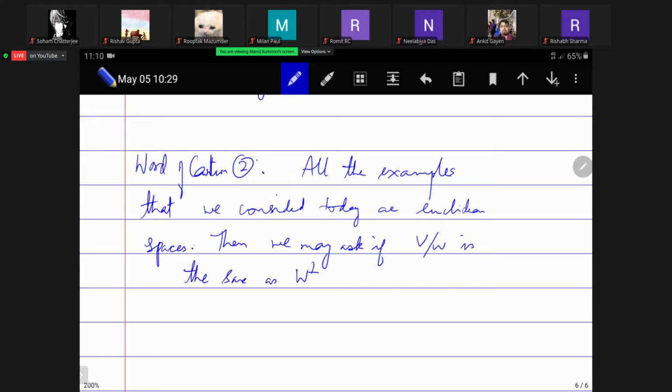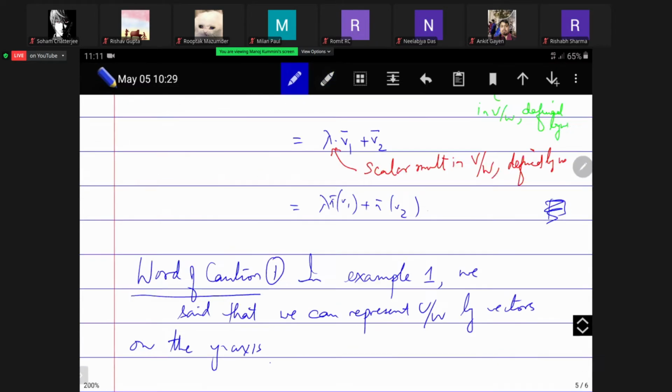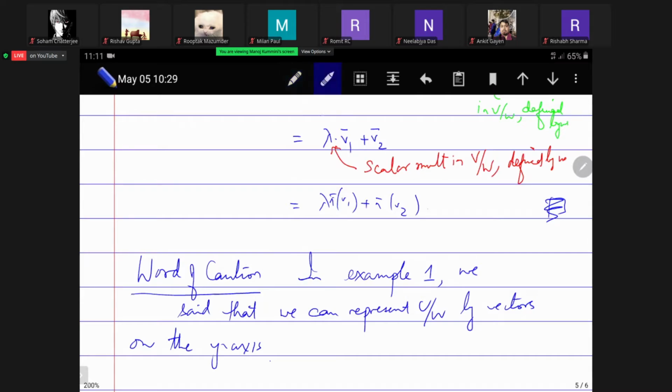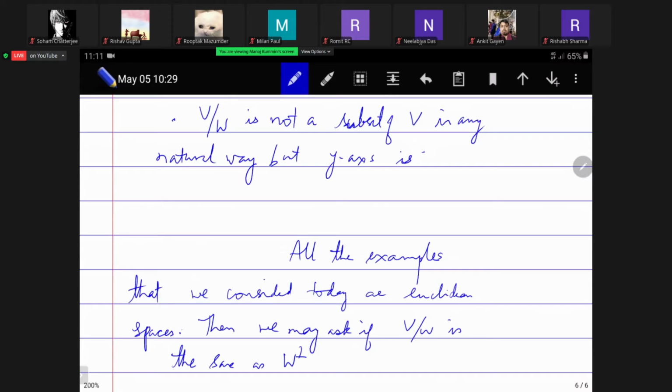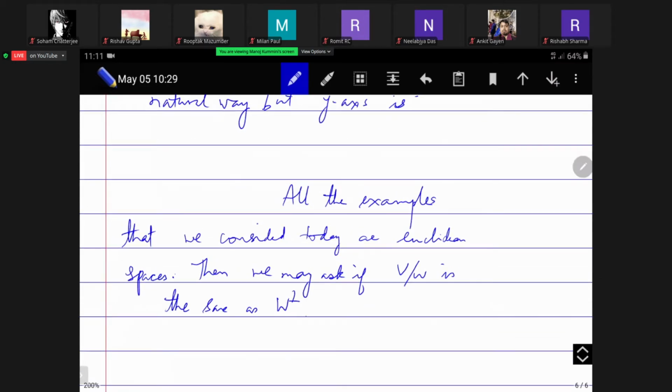W. I should not say word of caution 2. It is essentially word of caution 1 itself. Maybe I should not call it 2. Because there is a natural way to think about something that is complementary to W, W perp. But V mod W is not that, for the same reason as above.